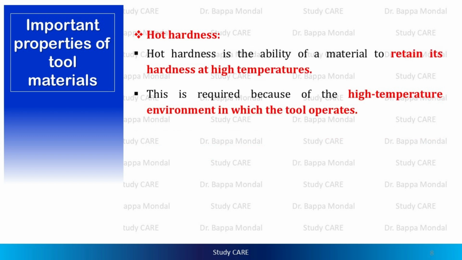Hot hardness. Hot hardness is the ability of a material to retain its hardness at high temperatures. This is required because of the high temperature environment in which the tool operates.